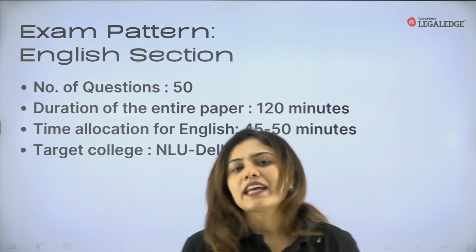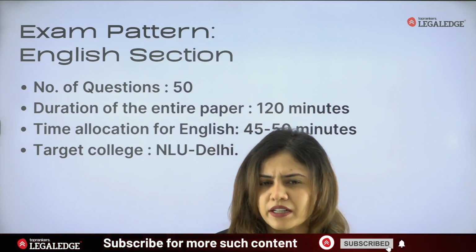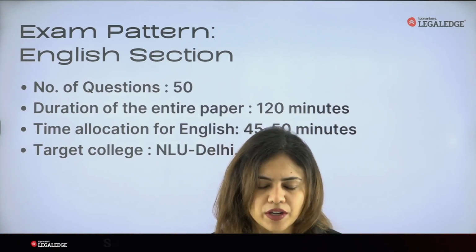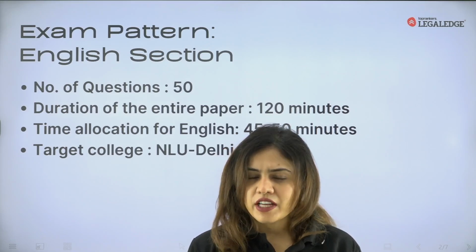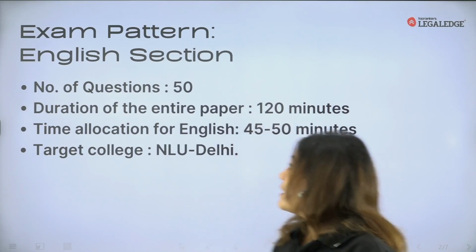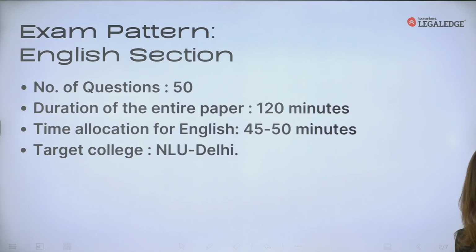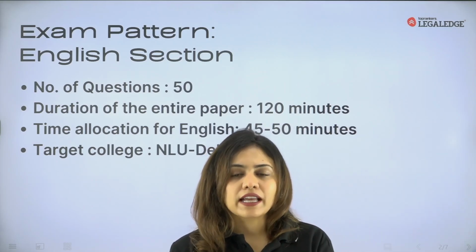Now, what makes AILET different from CLAT? In CLAT, we anticipate somewhere around 24 to 26 questions. On the contrary, AILET has 50 questions, and 50 questions is what makes it more challenging as well as tasking. The next important thing is the duration of the entire paper. You get 120 minutes in CLAT as well as in AILET.